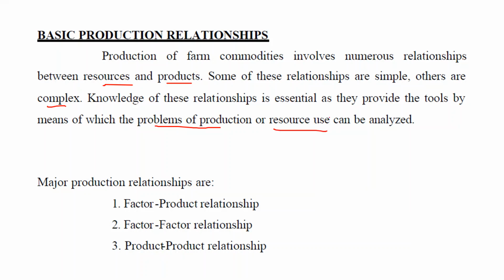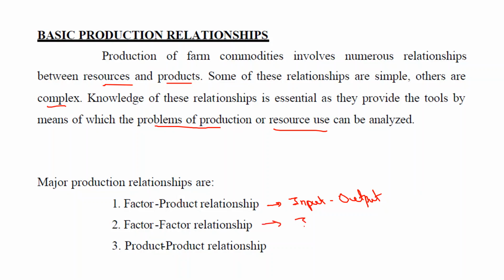So, knowledge of the relationship between inputs and output is necessary because, based on those relationships, we'll discuss the solutions for the problems of production, or how to use resources efficiently. Now, the major production relationships are the factor-product relationship. Factor-product means the input-output relationship. Here factor is nothing but input, and product is the output.